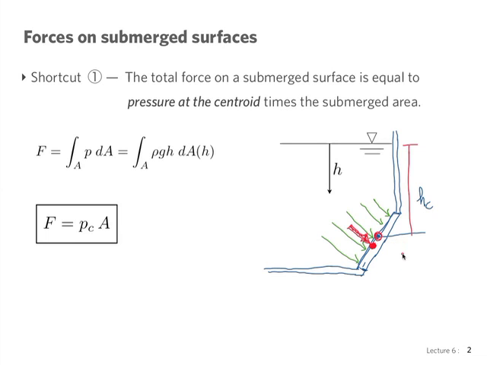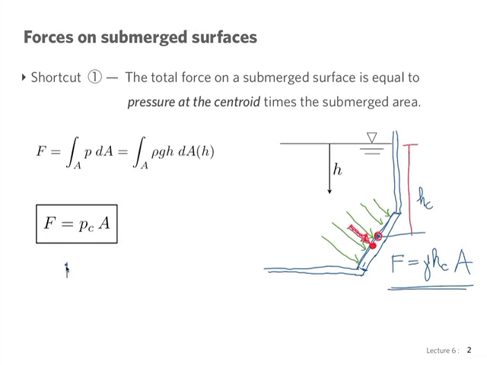So the resultant force, F, is equal to the pressure at the centroid, which is simply gamma of the liquid times H of the centroid, multiplied by the total area of that surface. Then I will have the magnitude of the resultant. The magnitude. But the point of action is somewhere else. Is that clear?